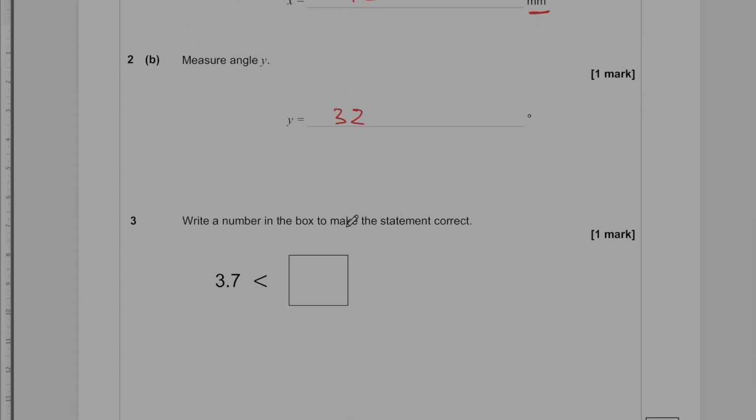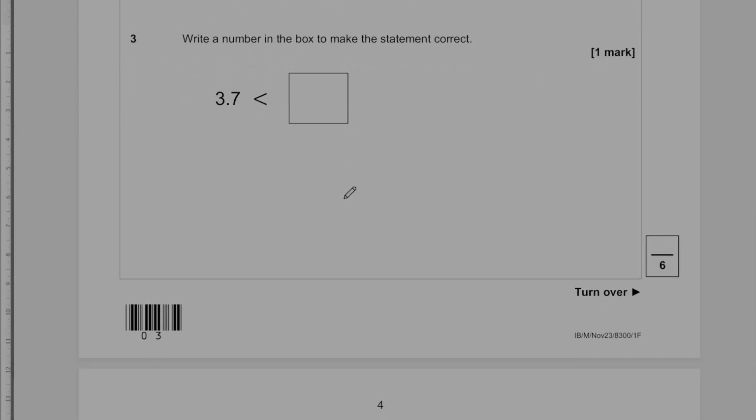Okay, question 3, write a number in the box to make the statement correct. So anything bigger than 3.7 would be absolutely fine. I'm going to go 3.8 just to keep it nice and straightforward. So that reads then 3.7 is less than 3.8. But as long as we've got any number bigger than 3.7 would be absolutely fine there.